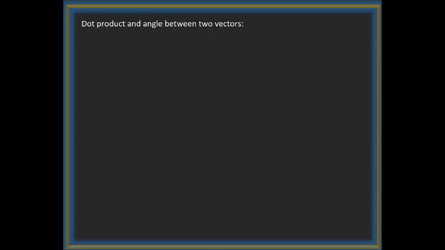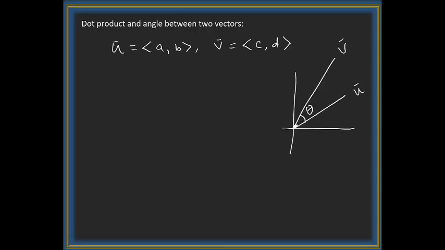In this video, we'll be talking about dot product and angle between two vectors. Suppose U is a vector with components a, b and V is the vector with components c, d. I'm making a rough sketch so that the U vector looks like this and the V vector like this, and the angle between these two vectors is theta.